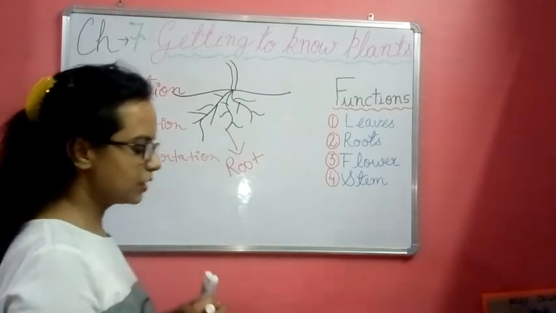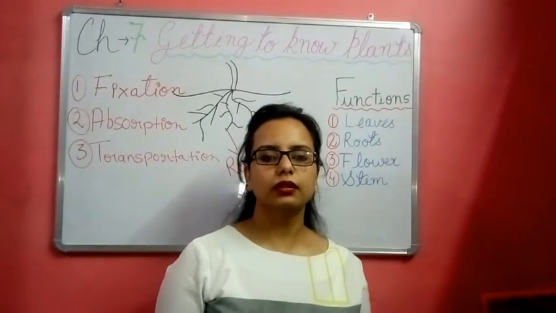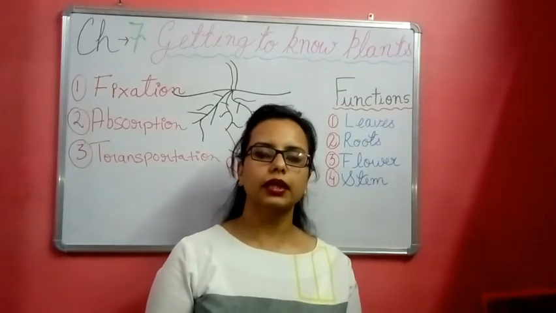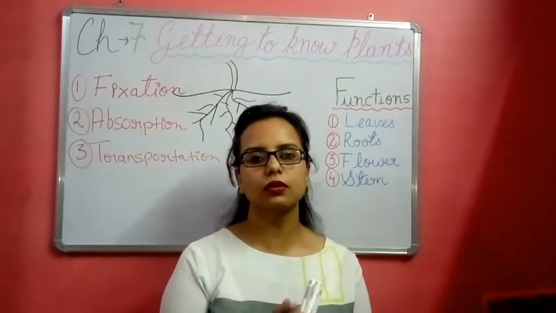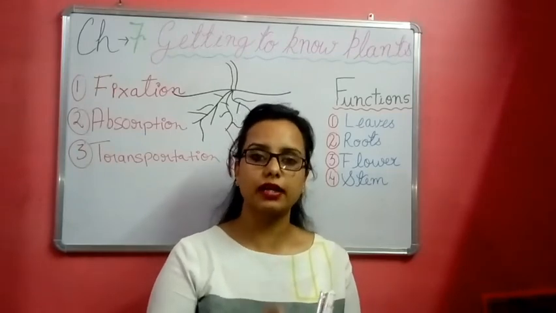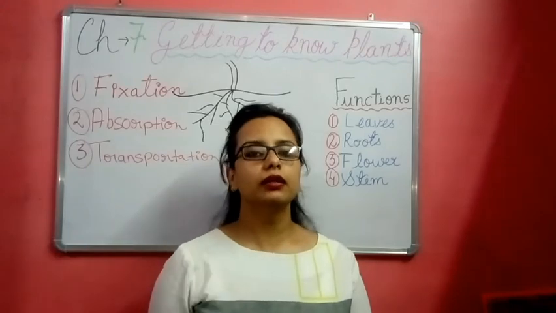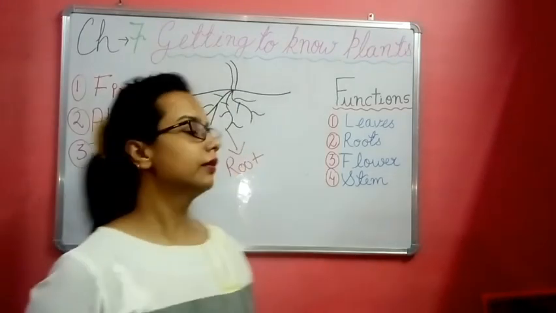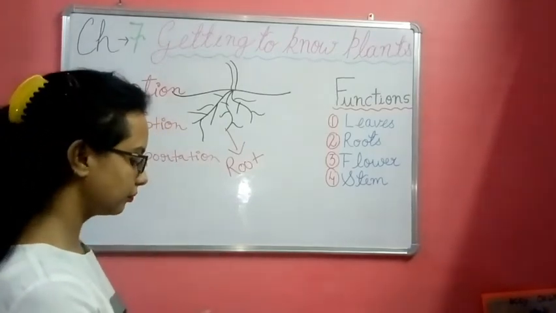Okay, transportation means the minerals and the water that the root has absorbed from the soil. The root absorbs minerals and water from the soil and helps to transport them to the other parts of the plant. Okay, so the third function of the root is transportation.